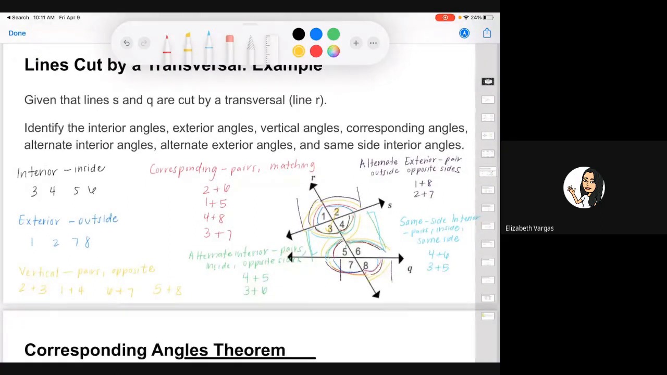So what you'll notice is we're able to identify all these different types of angles whenever we have a transversal which intersects a system of lines. So 2 lines like this. Okay, any questions?